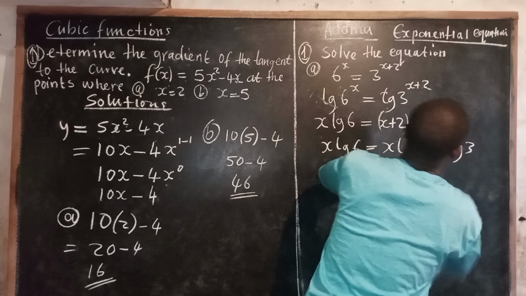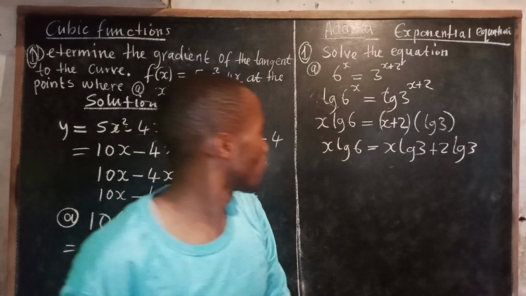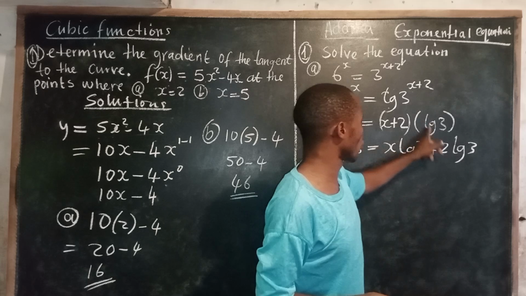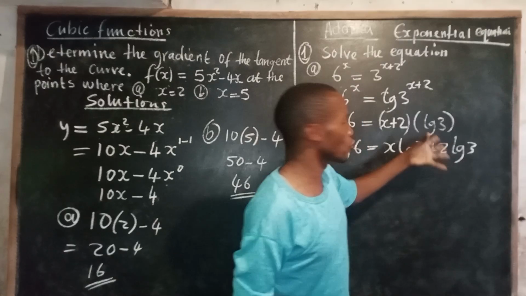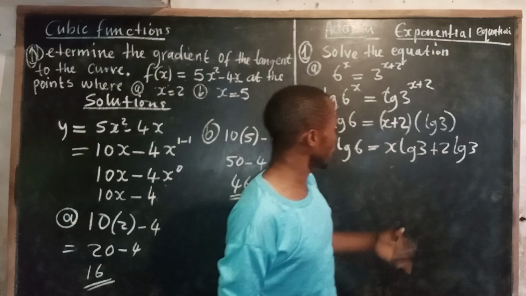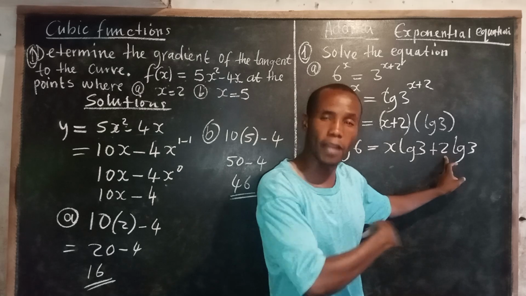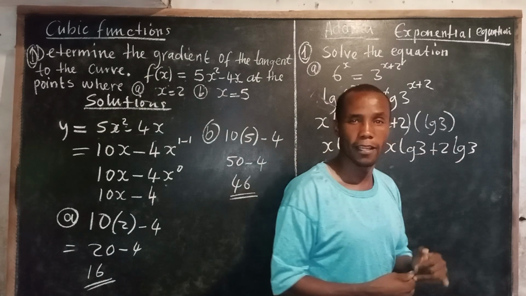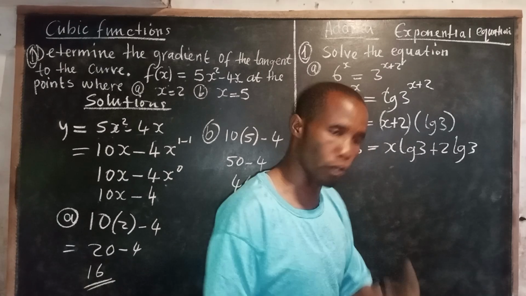Then log 3. Remember, when we are multiplying logs, as it is here, when we say 2 times log 3, the answer is not going to be log 6. Instead, you have to put the 2 in front of the log, then you say log 3. That is how we multiply logs.